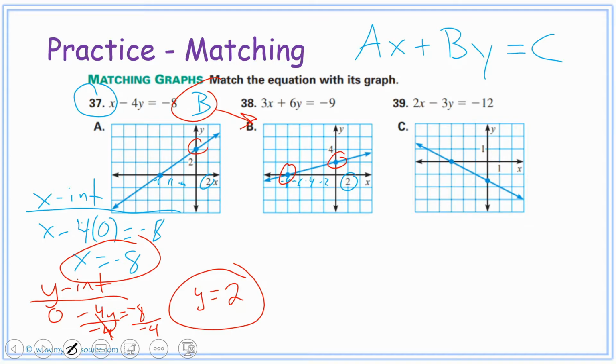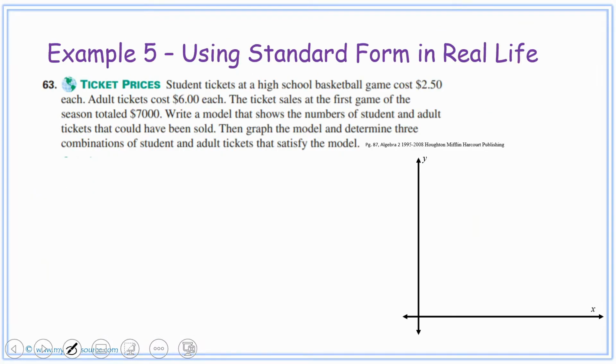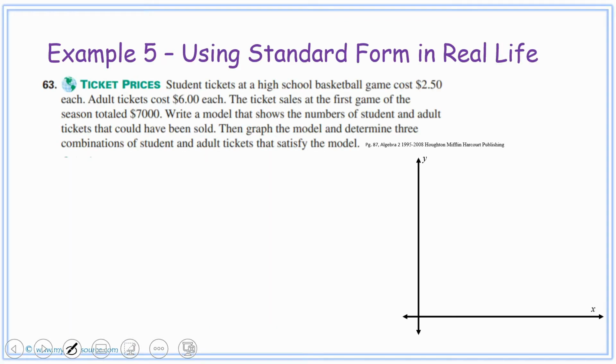So 37 is B. So now you just have to decide between 38 and 39, which one goes with A, which one goes with C. Okay, this might be our last question, and let me just see. Yeah, that's our last question. So student tickets at a high school basketball game. This comes from number 63 in the book.